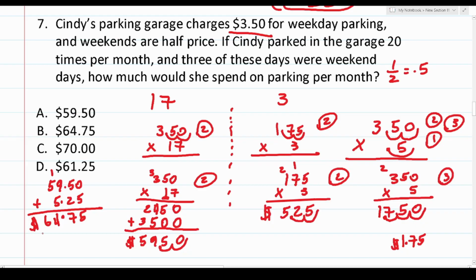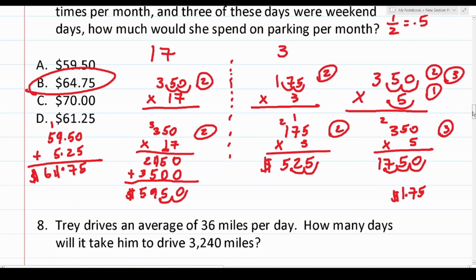So in total, she spent $64.75 for parking, including for weekday and weekend parking. So that's going to be B, as we can see. A lot of arithmetic to this one. You're going to see that on the arithmetic reasoning subtest.